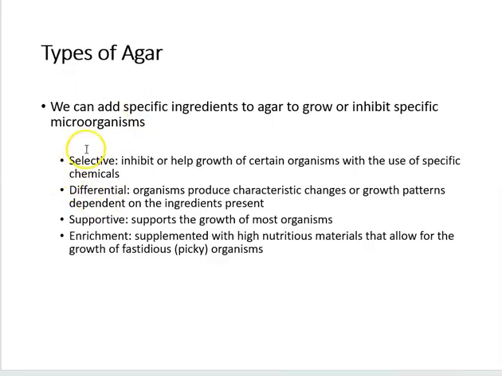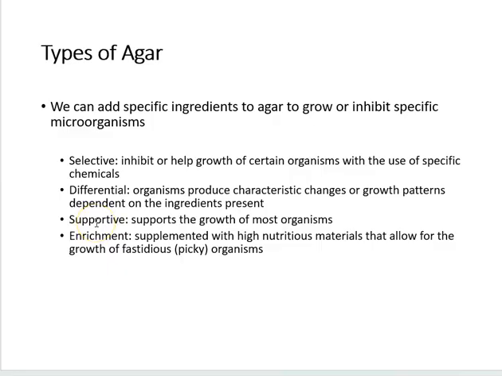As I mentioned, we have selective agar. This will inhibit or help the growth of certain organisms by using specific chemicals, and we'll look at some of these. We have differential agars, and that means you can tell the difference. So it has some kind of dye or characteristic change, color changes occurring, or growth patterns that change, so that we can actually look at the plate and differentiate these organisms. Maybe they're utilizing a certain sugar or something like that. I'll show you those.